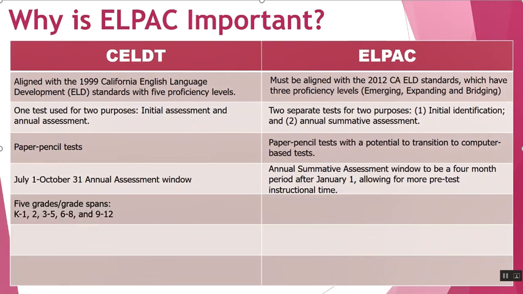Fifth, the CELDT has 5 grade spans, while the ELPAC will have 7 grade spans. This is a huge improvement for ELs previously lumped into larger grade ranges. In the CELDT, 9th through 12th grades made up a single range. But every parent and teacher knows there is a big difference between the expectations and abilities of freshmen and seniors. The ELPAC acknowledges this.